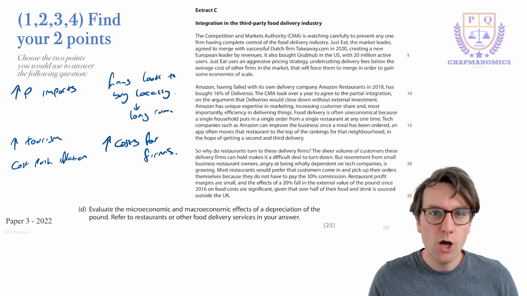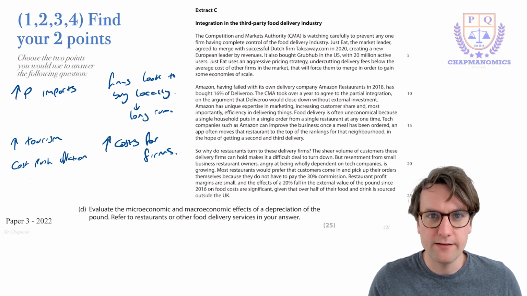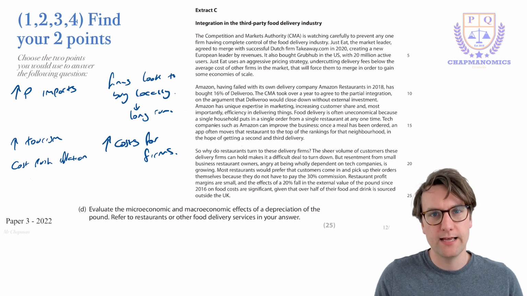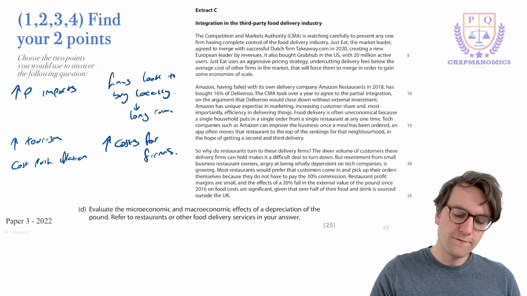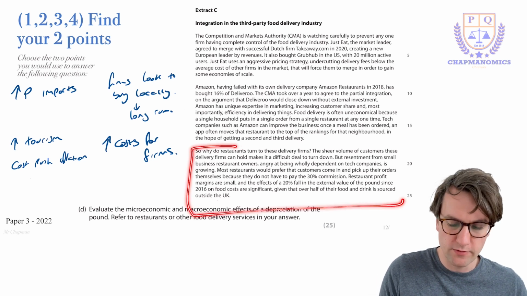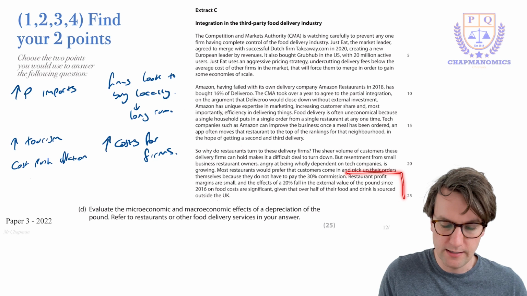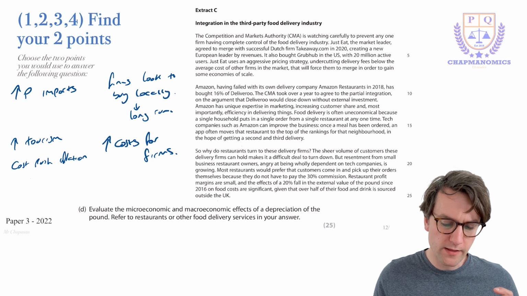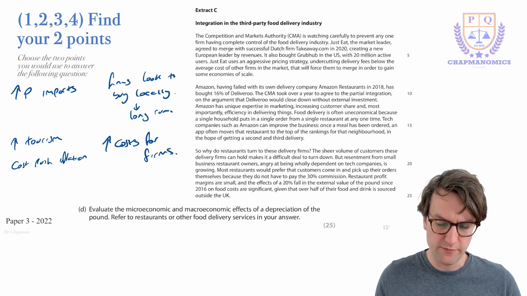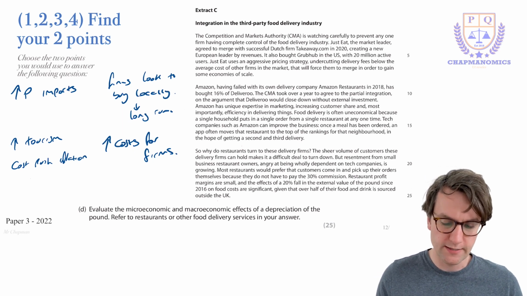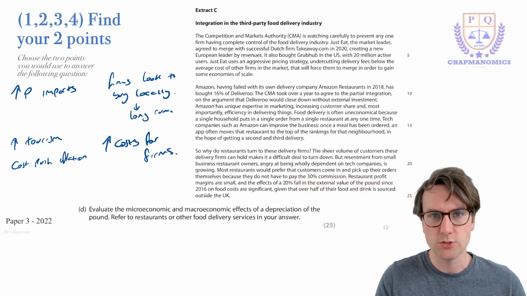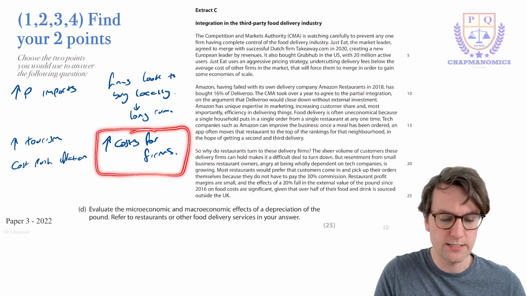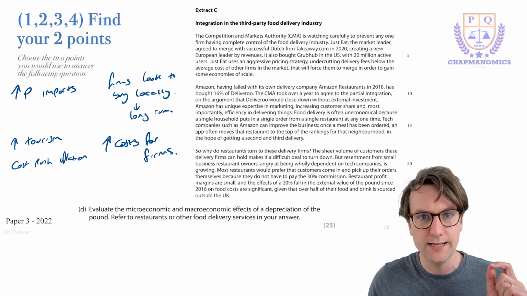How did you get on? Hopefully you've been able to narrow my points down here to just 2 that are left. But if you haven't, don't worry, we're going to go through this together and I'm going to show you what I would do. For me, this case study all really rests on this last paragraph, and in particular, this last little bit here about restaurant profit margins being really small. And the effects of a 20% fall in the external value of the pound since 2016 on food costs are significant, given that over half of food and drink is sourced from outside the UK. This screams to me that this point about increasing costs for firms is going to be absolutely essential.